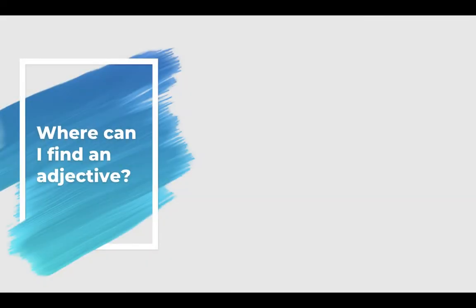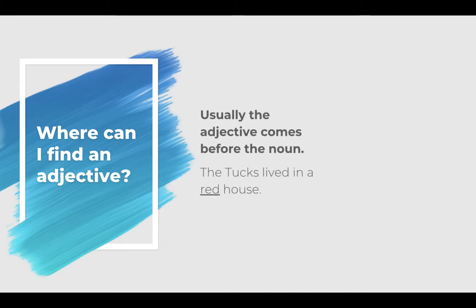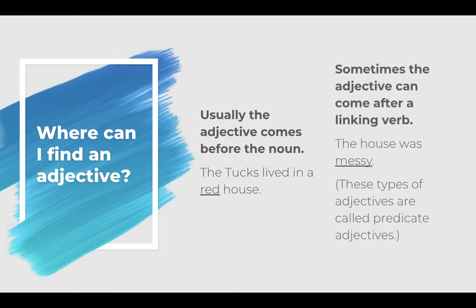Now, where can you usually find an adjective? Well, as you saw in the examples, usually they come right in front of the noun, such as the Tucks lived in a red house. House is a noun, and red describes house, and you can see that the adjective is right in front of the noun. That being said, there are a few exceptions to the rule, and sometimes you can find an adjective after a linking verb, and we have a sentence like this: the house was messy. Messy is still describing house even though it comes after a verb, but these types of adjectives are called predicate adjectives because they occur in the predicate to describe the subject.